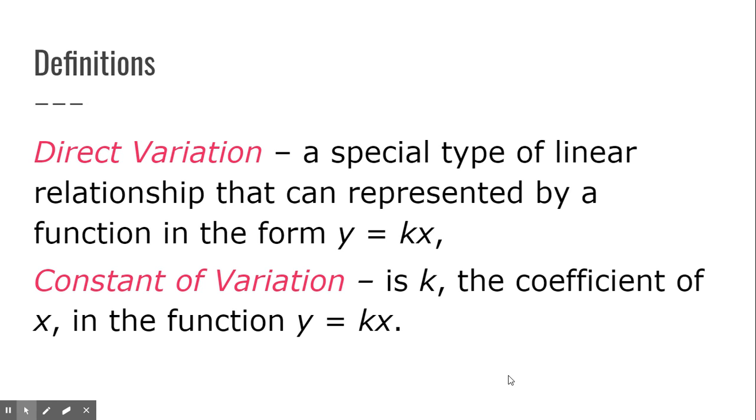Constant of variation k, the coefficient of x in the function y equals kx. And again, we've already heard that term as constant of proportionality, which is k. And again, it just means the same thing, it just has a different word.